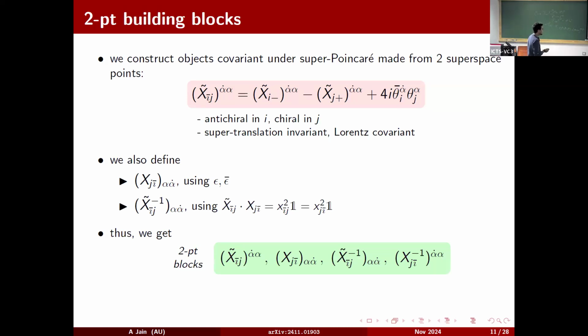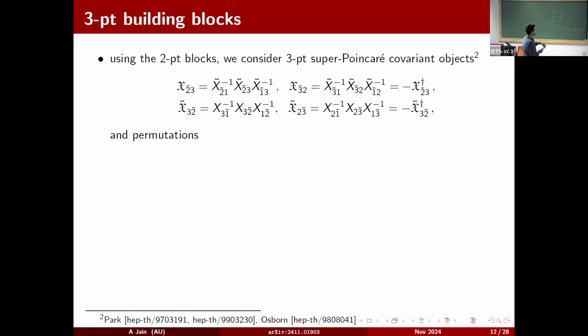And so finally, we just have these 2-point blocks, and they're going to be really important because they are going to be useful in constructing the invariant structures by using a string of them. Okay. Now, we can also build these 3-point objects.